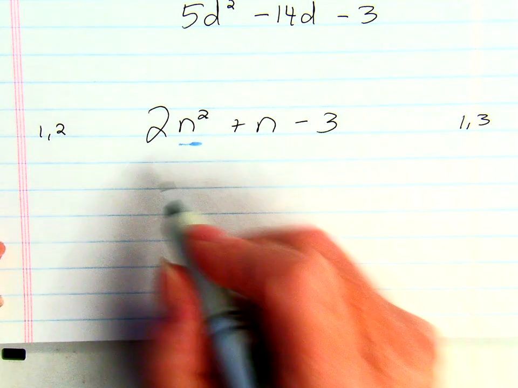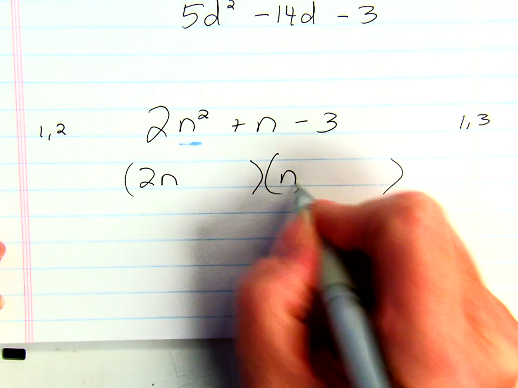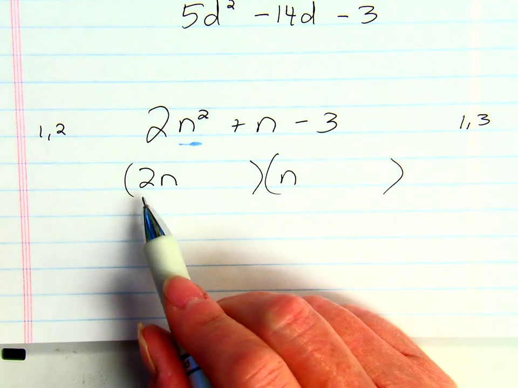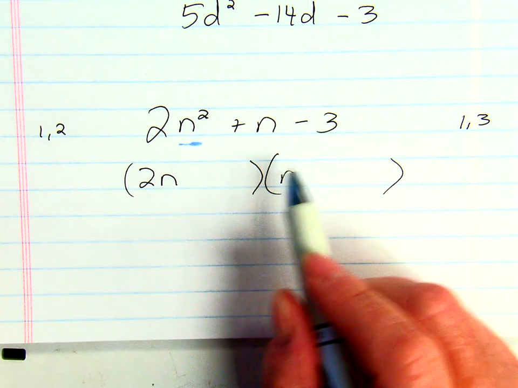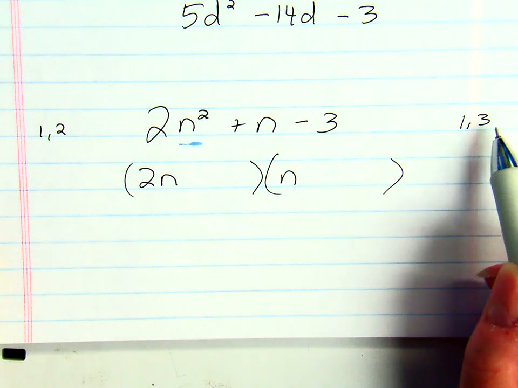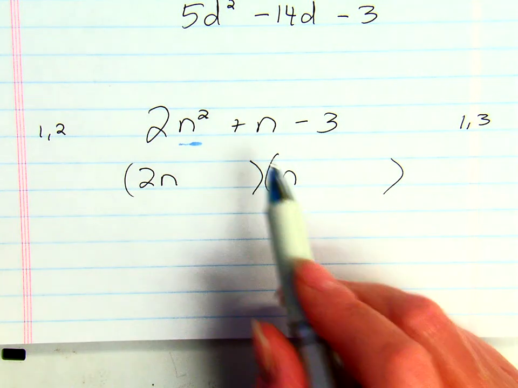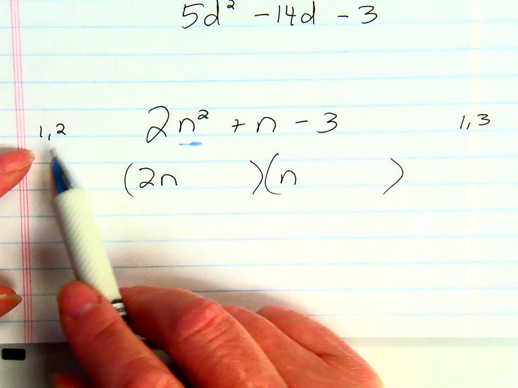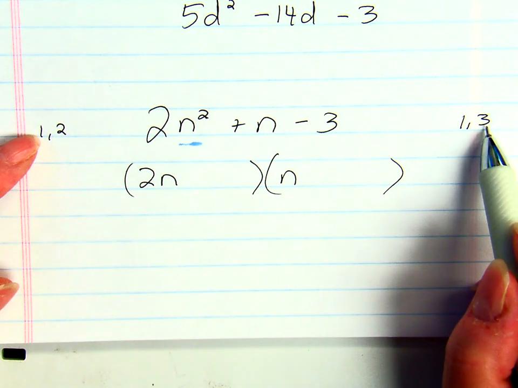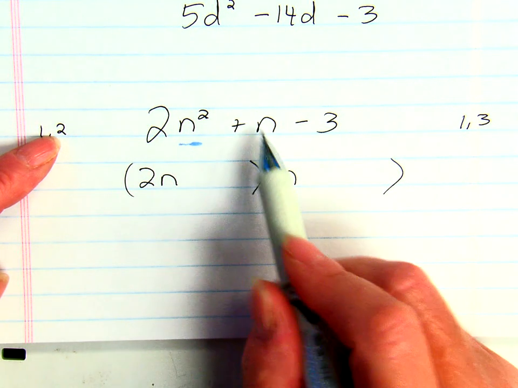Okay, so we have our parentheses. I'm going to put 2n here and I'm going to put n here. It has to be that. So I know that my 2n needs to be, well, okay, if I take 2n times a positive 3, I get a positive 6, but then 1 times 1 is not going to bring me to just a single n. So if I do 1 times 3, and it's positive, then I can do 2 times 1 negative, and that will net me 1n.